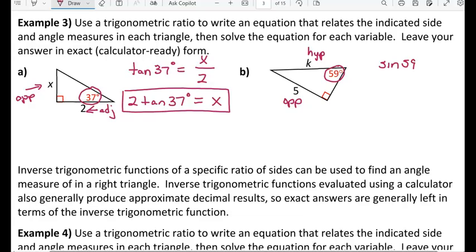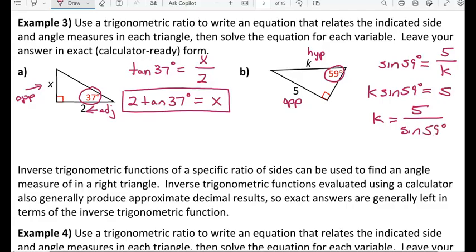So sine of 59 degrees is equal to the opposite 5 divided by the hypotenuse k. I'm going to multiply both sides by k to undo the division, and we get k times the sine of 59 degrees is equal to 5. And then from here, we can divide by sine of 59 to get k equals 5 divided by the sine of 59. Here again is our exact form answer.